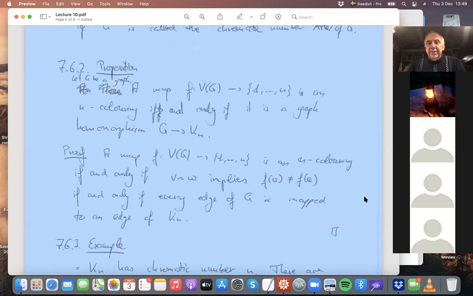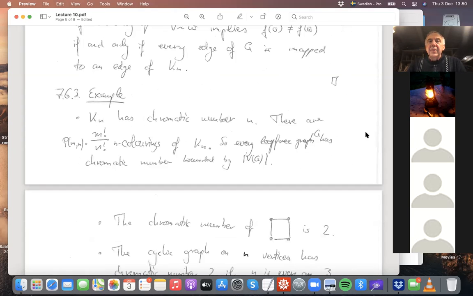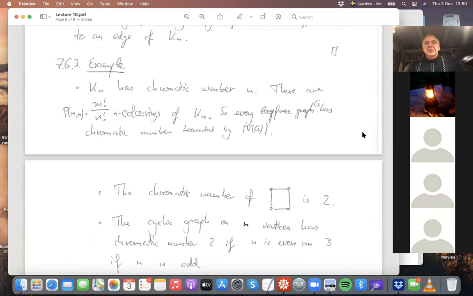Okay, and the proof is very, very simple. By definition, a map from the vertices of G to numbers 1 to n is an n-coloring if for any v adjacent to w, we have that the images are distinct. And this is if and only if every edge of G is mapped to an edge of the complete graph. So that's in a sense a tautology. As I said, obviously Kn has its chromatic number n.